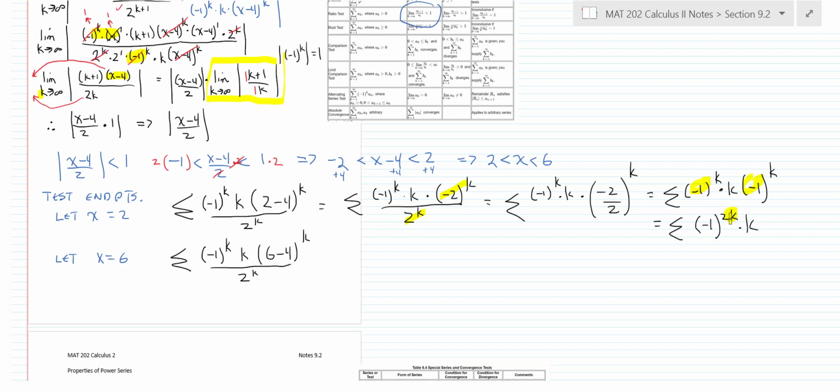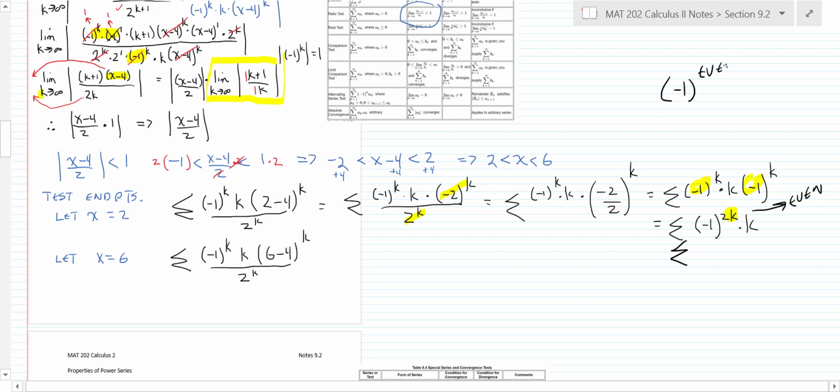Even. Good. Okay, so that really means, since that is an even exponent, that you can just look at that as -1 to an even power. Now, if you take -1 to an even power, what do you always get? You always get 1, right? So you know this is really just the series of 1 times k. Now think about whether that converges or diverges. Okay, what is that series?